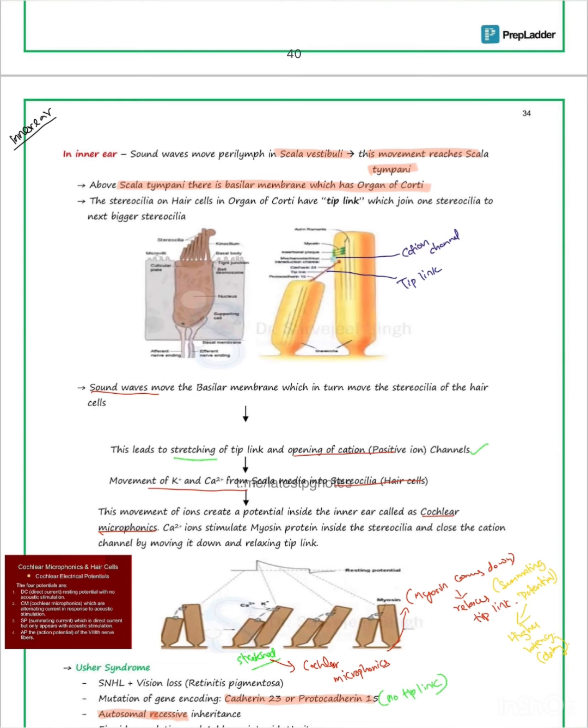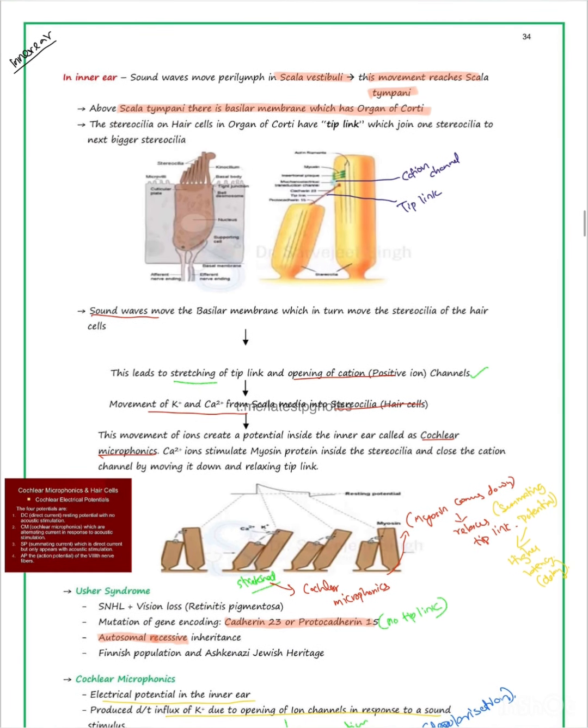So there is the presence of cation channels here, and the cation channels are activated. This leads to the movement of K plus and Ca plus 2 from the scala media, that is, the endolymph in the scala media, into the stereocilia. The movement of ions takes place. Okay guys, and this creates a potential known as cochlear microphonics due to the movement of K plus ions. This is an alternating current, as the movement of the ions produces this current.